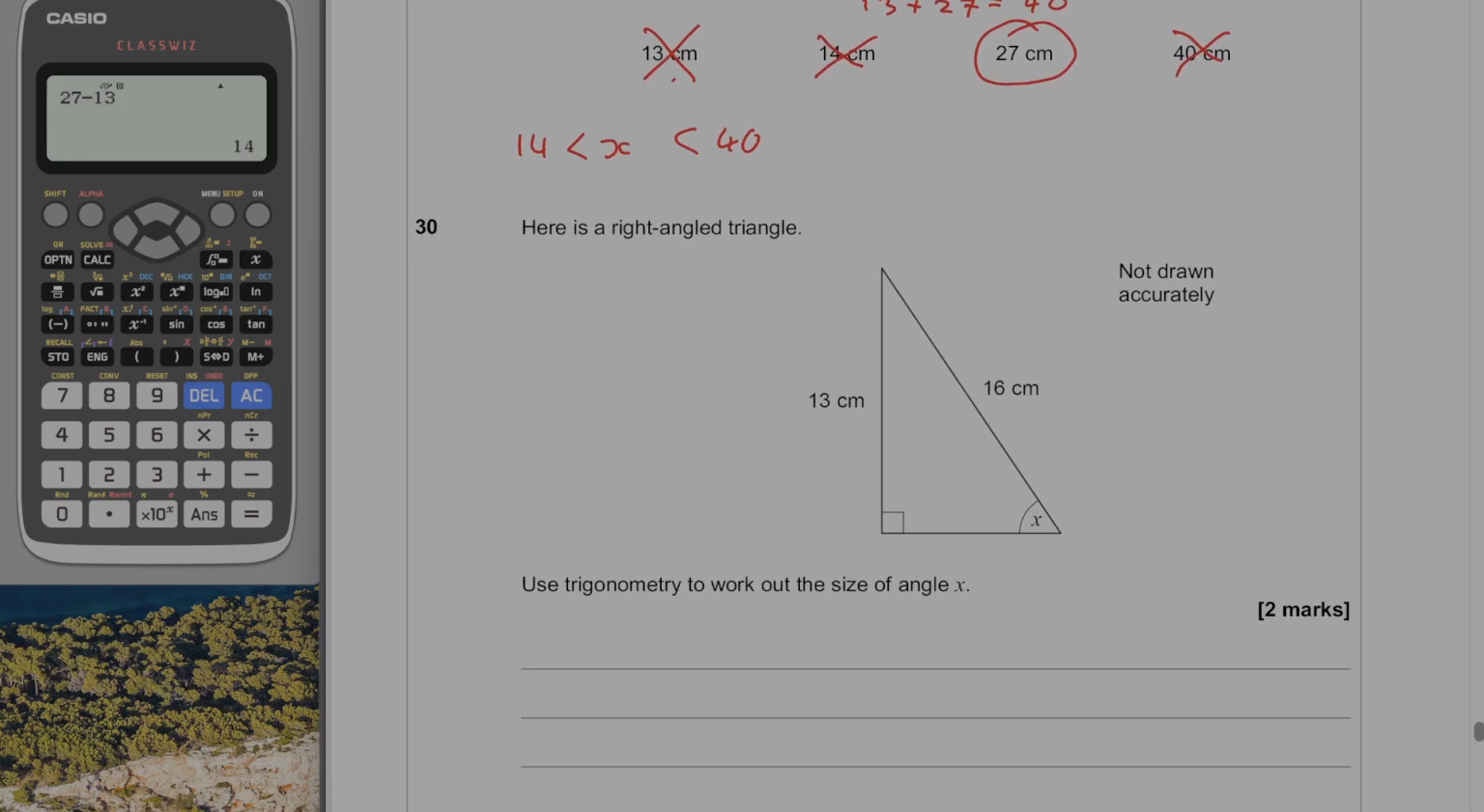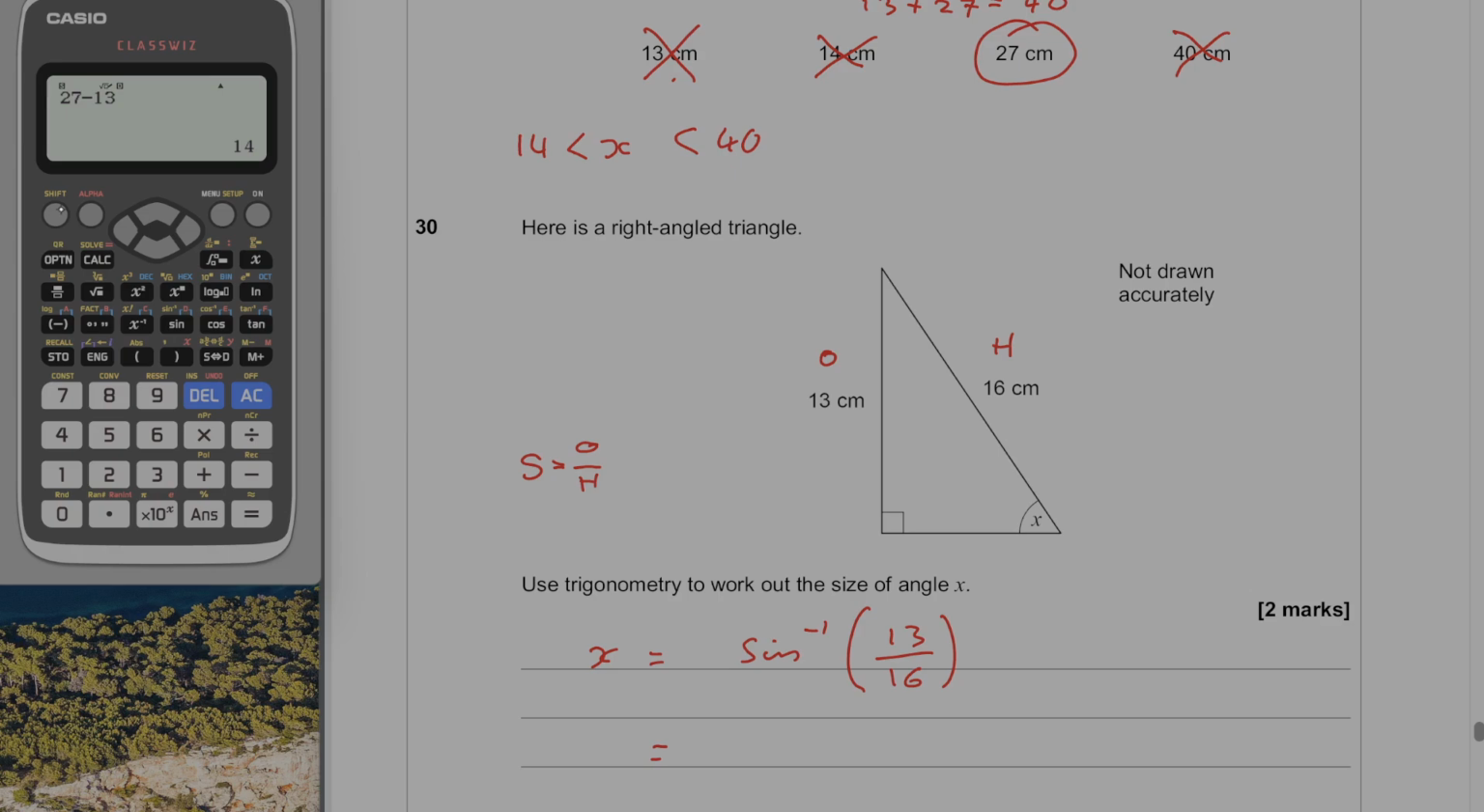Right, question 30. Here is a right angle triangle. Use trigonometry to work out the size of angle x. So by trigonometry, this side would be the opposite and this side would be the hypotenuse. The trig ratio that involves an O and an H is the sine ratio, SOH. We want to find the angle. So x is going to be equal to sine to the minus 1 of the opposite, 13, over the hypotenuse, 16.